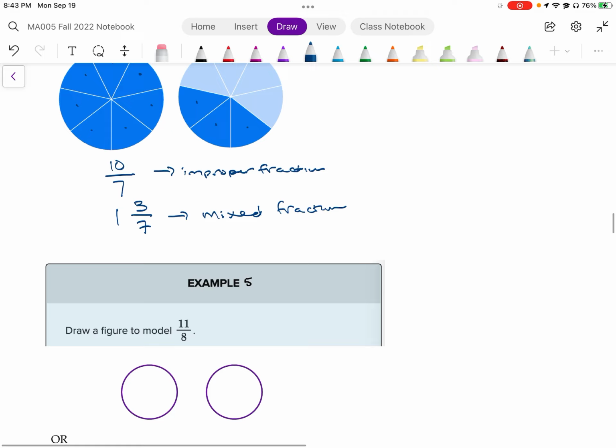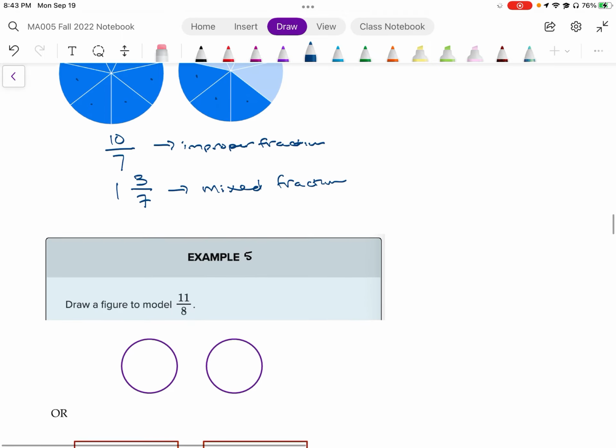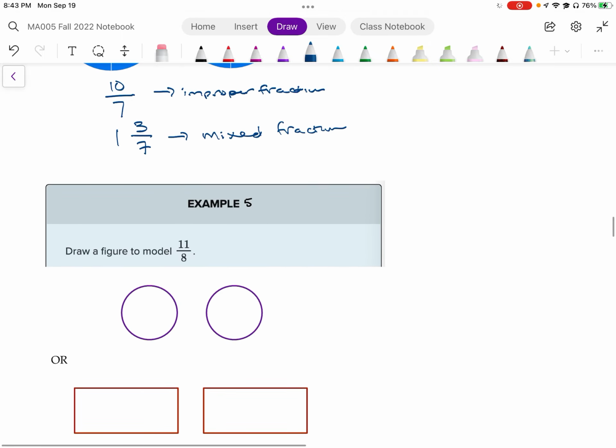All right, so draw a figure to model 11/8. So pause the video and give this a try. All right, so this is an improper fraction. So that means that you've got more than 1 here. Okay, so I want you to think about what's really happening here. So we've got 8/8, that represents 1, right? And how much is left over if we take away 8/8? Well, we've got 3/8 left over.